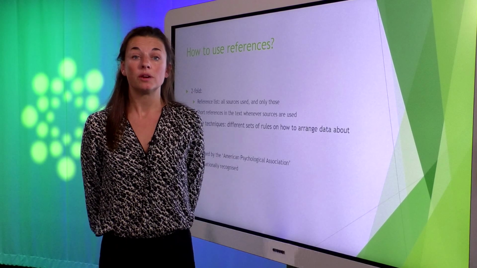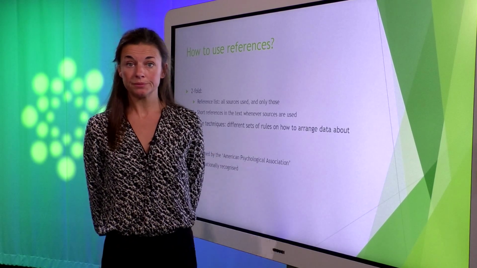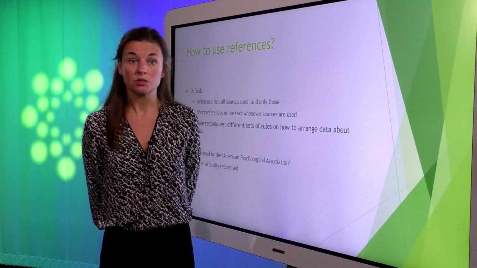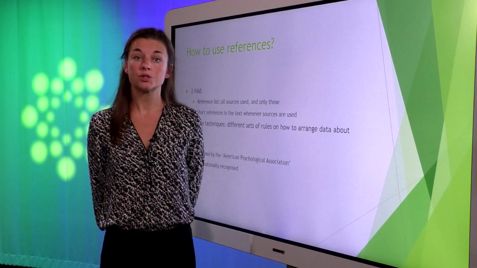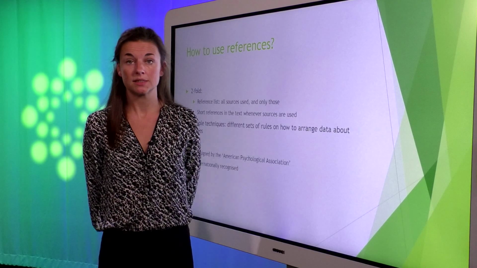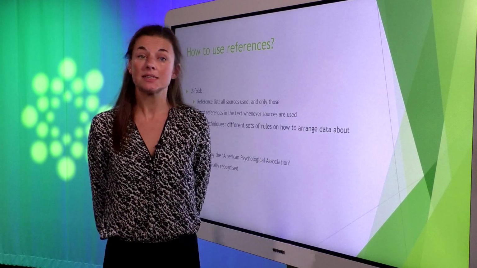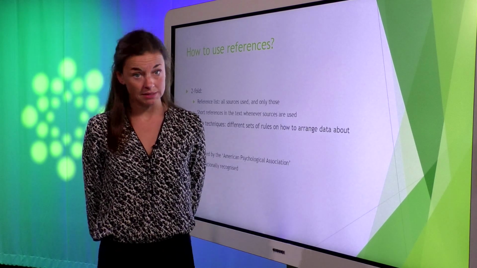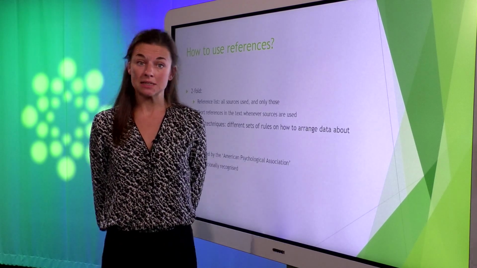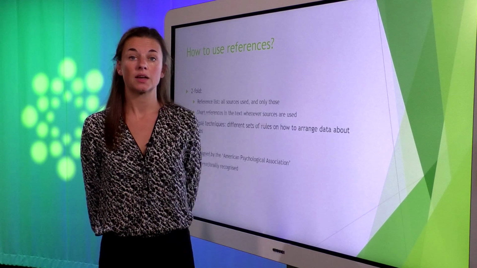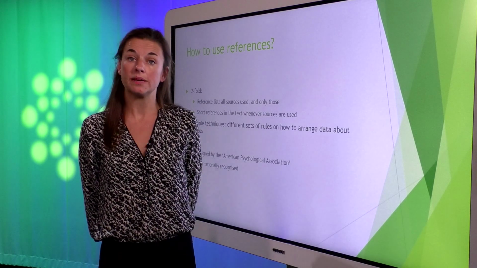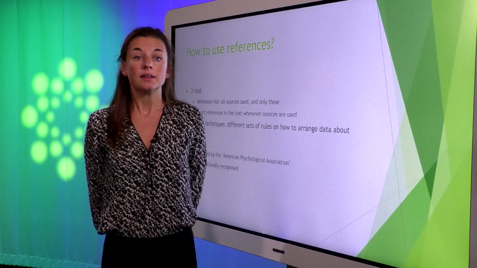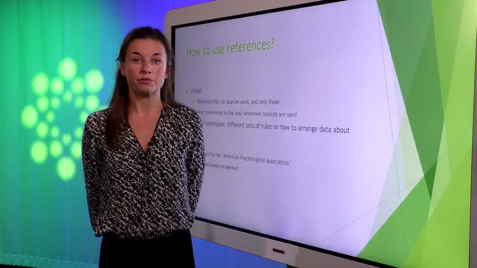Secondly, you will have to make a reference list at the end of your paper, and this list comprises the full source reference of the sources you have referred to in your text, and only those. It is essential that there is a one-to-one relationship between the sources that come up in the text and the items listed in the reference list. How this is done will be explained later.